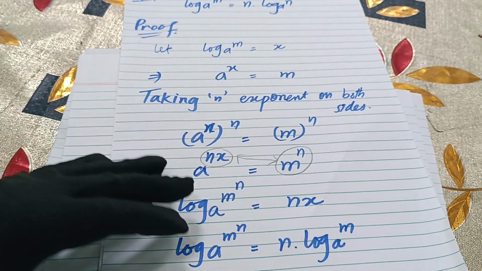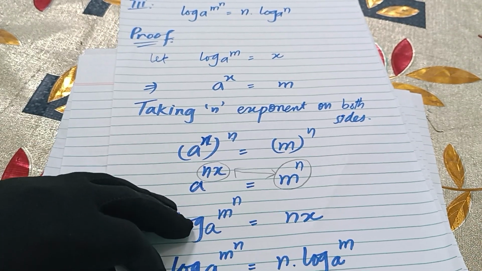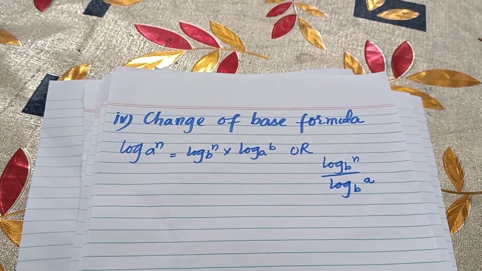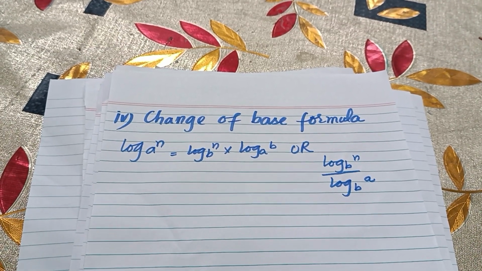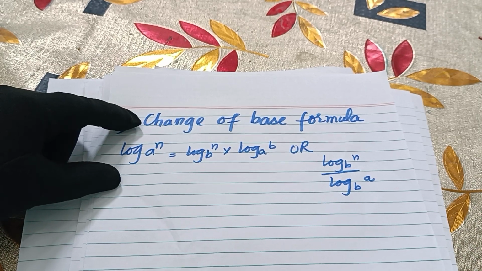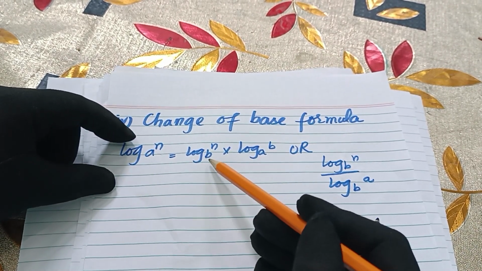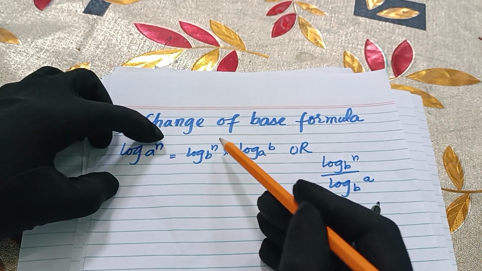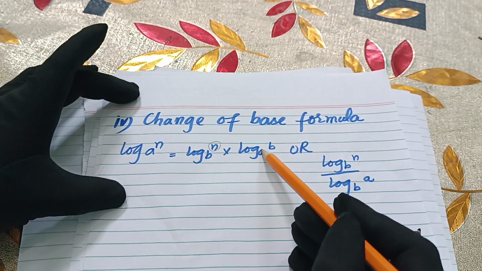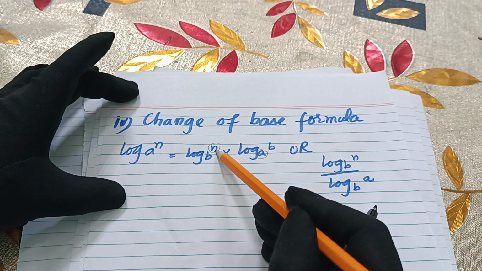Next I will explain the fourth law of logarithm. This is the fourth law of logarithm and it is also called the change of base formula. Log of a means the base is here and the exponent is here. Mostly I teach the students in this way, that the base is here and the exponent is here.